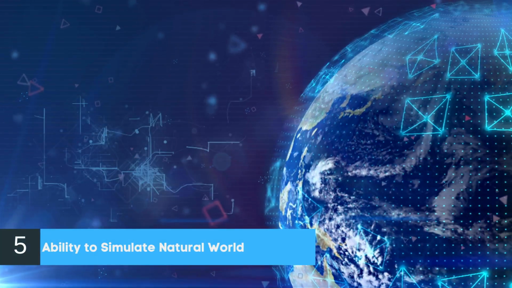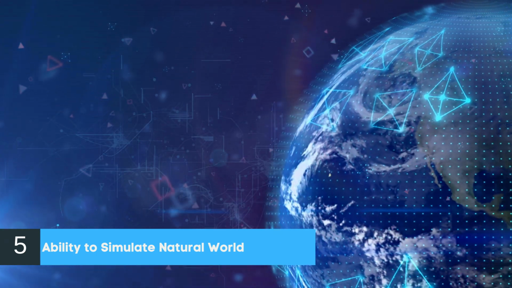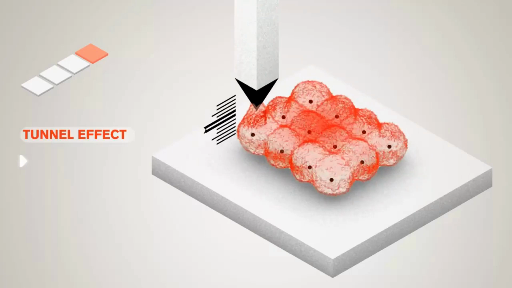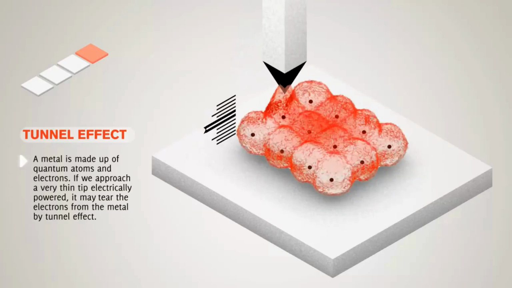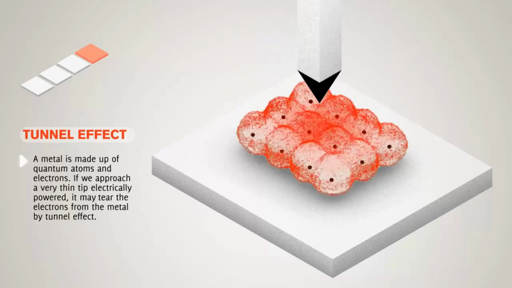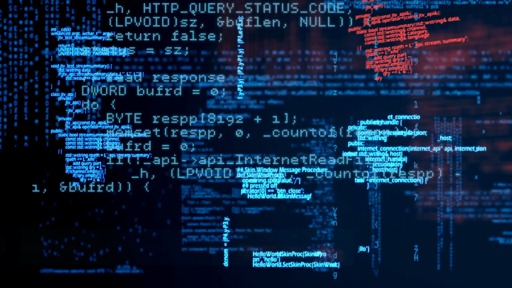Number 5. It is expected that quantum computers will have the ability to simulate the natural world. Thanks again to quantum tunneling. Until now, physicists don't know exactly how quantum tunneling happens, but what we know for sure is that it takes quantum computers one step closer to simulating the natural world.